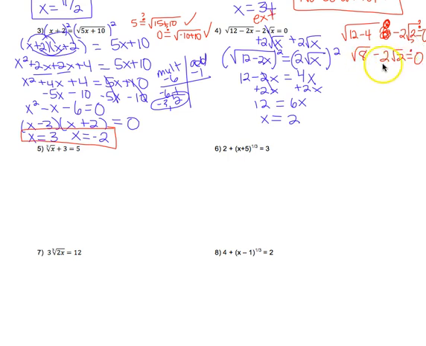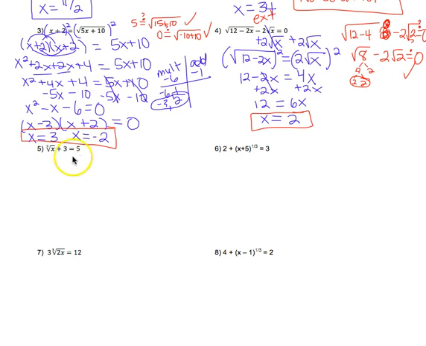Now you could certainly just check this on your calculator. You don't have to do this by hand, but just to quickly review, if we were breaking down this radical, it would be 2 radical 2. So this is true. My solution is good.